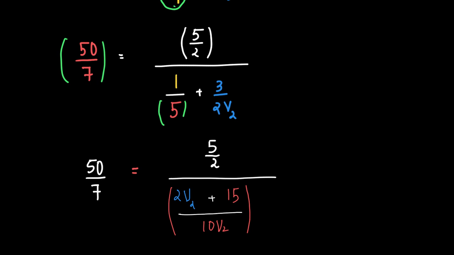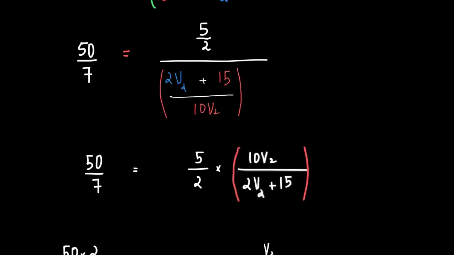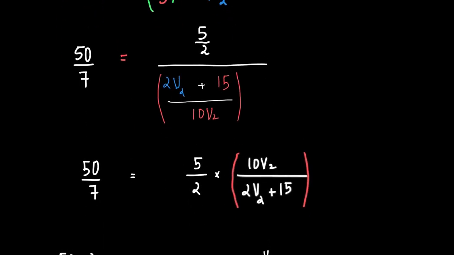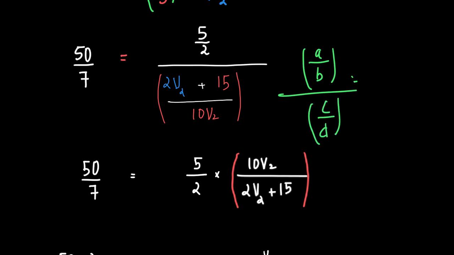But yet I've made sure that I've broken down every step for you. So 5 by 2, 2v2 times 1 is 2v2, 5 times 3 is 15, 5 times 2 is 10v2. Now taking the reciprocal here, 5 by 2 times the reciprocal of this one, which is 10v2 divided by 2v2 plus 15. Why? I just don't want, at least some of us might need this, so I don't want to rush through that as well. So we have a by b divided by c by d is actually a by b times d by c.